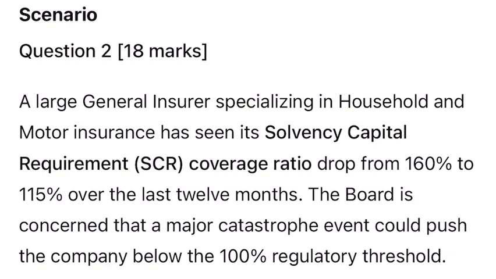A. Define technical provisions under the Solvency II framework, explaining the two components that comprise them. 4 marks. B. The company is considering moving from the standard formula to an internal model to calculate its SCR. Discuss the advantages and disadvantages of this transition. 8 marks. C. Suggest 3 management actions the insurer could take to improve its SCR coverage ratio, explaining how each action achieves this.